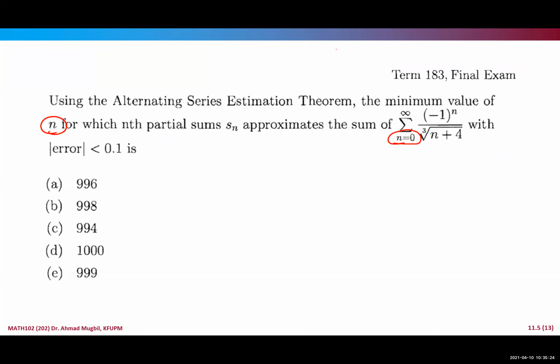Let me remind you again, here what you need: the difference s minus sn less than or equal to bn plus 1, which means in this case that you want it to be less than 0.1. So you need to work on this: bn plus 1 less than 0.1. Just ask yourself, what is bn? What is bn plus 1?